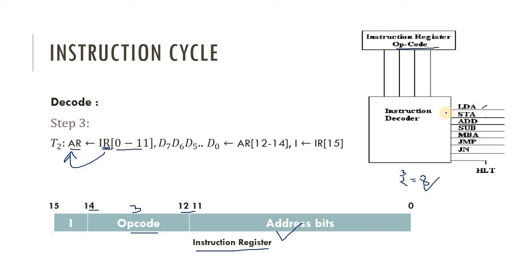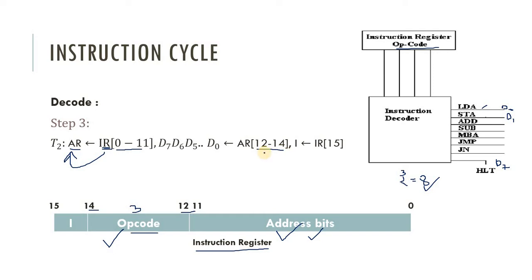So these 8 operations are generated by the opcode, and are represented by D0, D1 up to D7. These bits are all the opcode bits. In the decoding phase, first we'll decode the address bits, then we'll decode the opcode bits. Now the opcode bits are bits 12 to 14 in the address register.